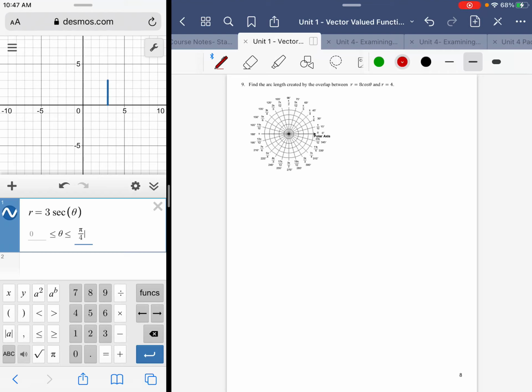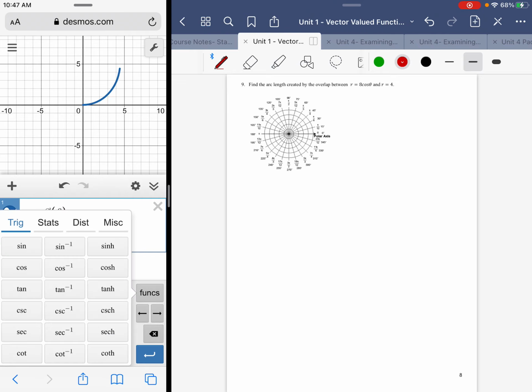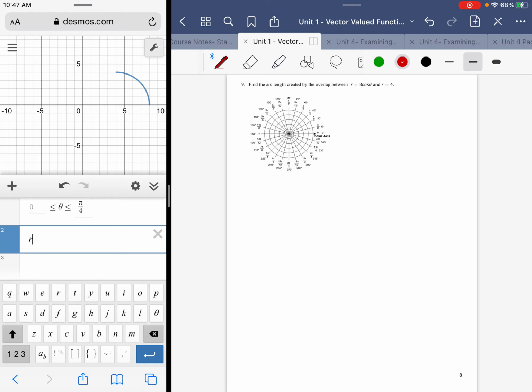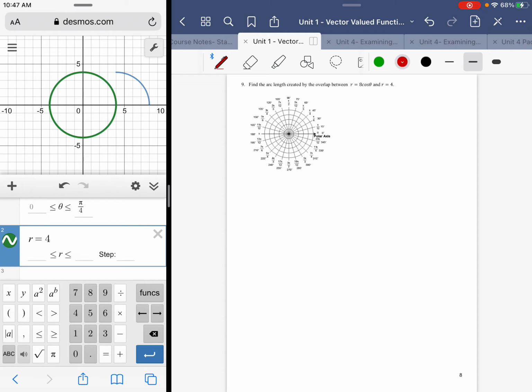So looking at number 9 on page 8, we have: find the arc length created by the overlap between r equals 8 cosine of theta. So I'm just going to get a little sneaky here, just so I don't have to type the word theta again. 8 cosine of theta. In terms of an interval, I don't know how much of it I need, so let me just leave it as is for a second. I have that pi over 4 as a holdover from the last problem. Let me type in r equals 4.